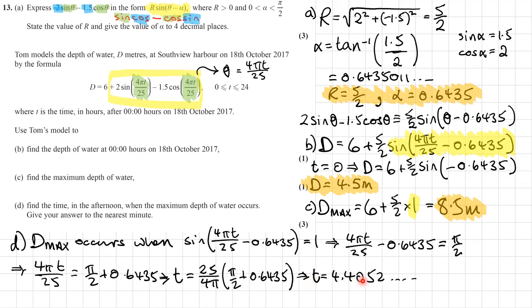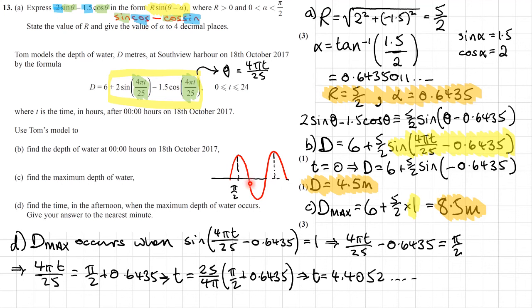This is the time after midnight, so this is too early. This is 4 AM. So we need to look for the next value where sine inverse of 1 equals something, or work out the sine inverse of 1. So we've got pi over 2. I've got a little graph here to help me. I've got the pi over 2. So let's go to the next solution. Hopefully that will give us the time in the afternoon.